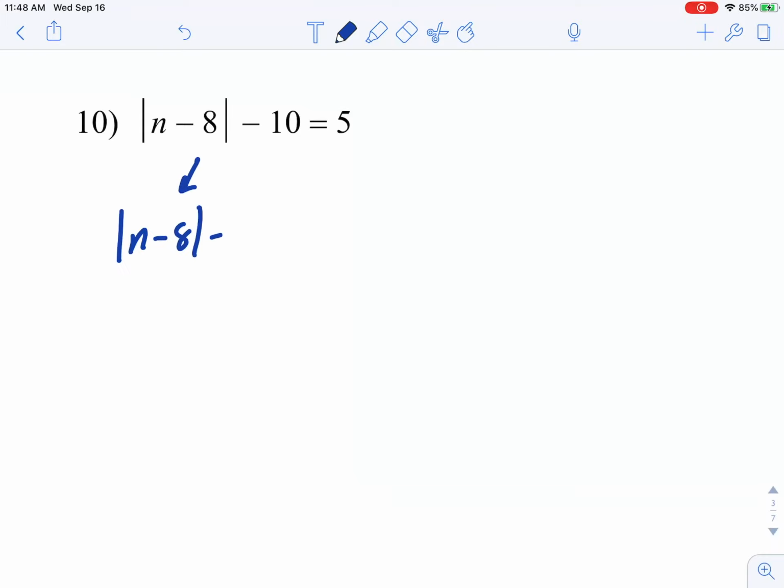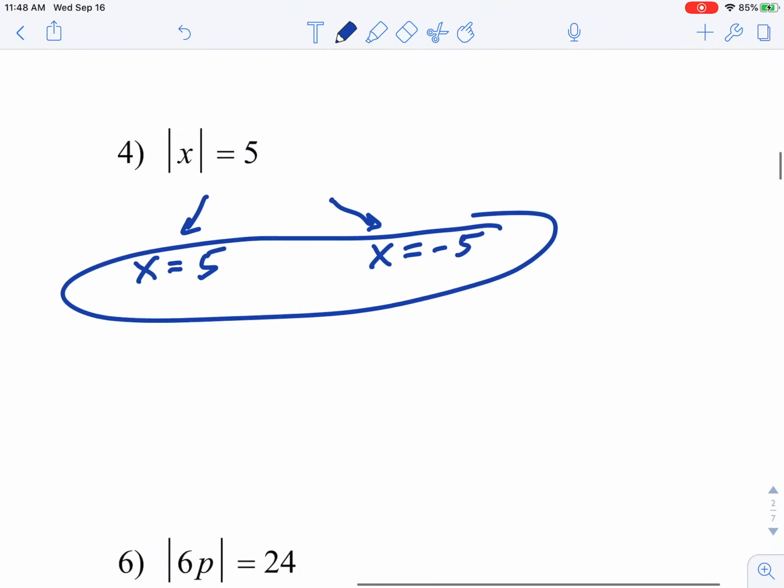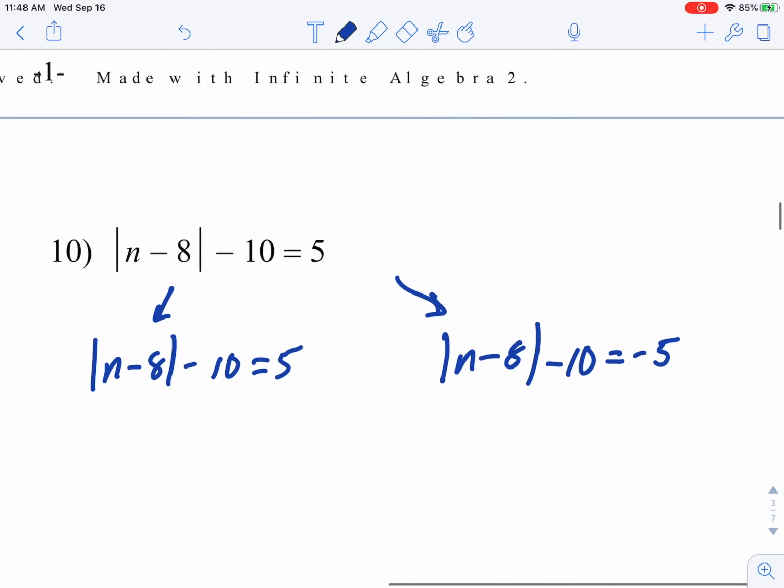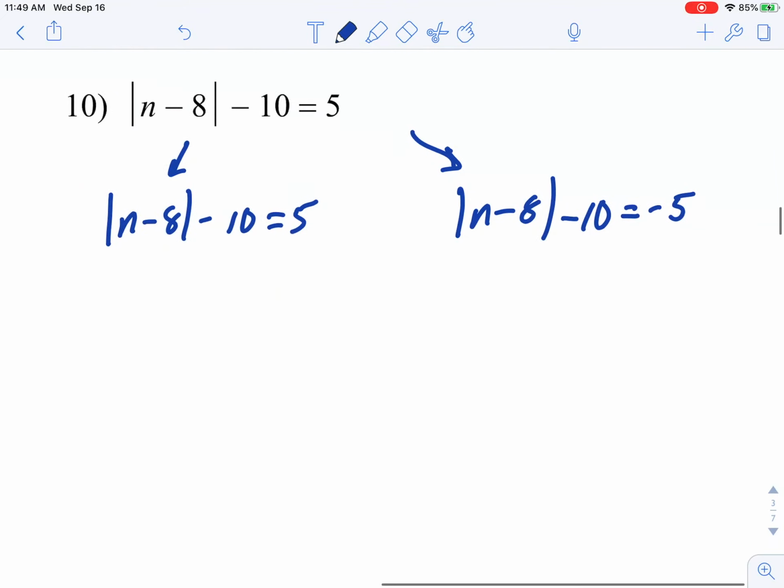Absolute n minus 8 minus 10 equals 5. Absolute n minus 8 minus 10 equals negative 5. Split it in two, one positive, one negative. Well, that's totally consistent with every other problem I did. How could it be a mistake? Well, I could actually work them out. Oops, well, I guess the absolute goes away once you do this. I could work these out, get the answers, and then show you that they're wrong. But trust me, they are just wrong. It's not going to work here.